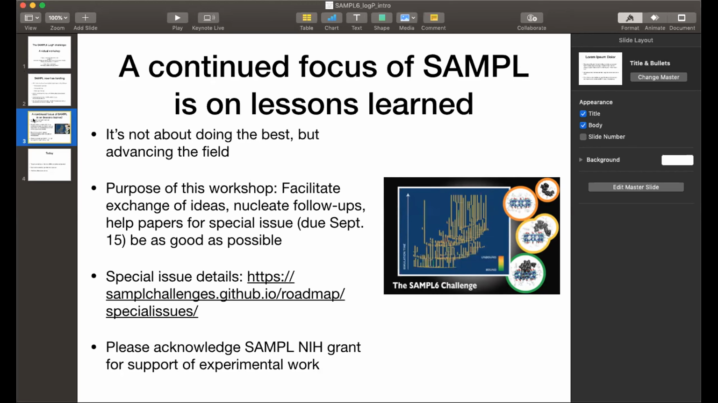And along those lines, JCAMD has agreed to continue doing special issues and/or sections of the journal in support of SAMPL, and we really appreciate that. So this, on the right-hand side, is a cover from the last SAMPL special issue. Anyway, details for the next special issue are up online on GitHub and on our website, and the overall plan for those. And if you are writing up, please do acknowledge the SAMPL NIH grant. The details are on the first slide for support of the experiments and overall support of running these challenges.